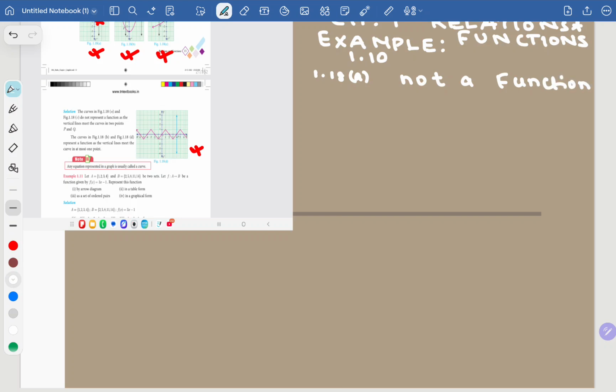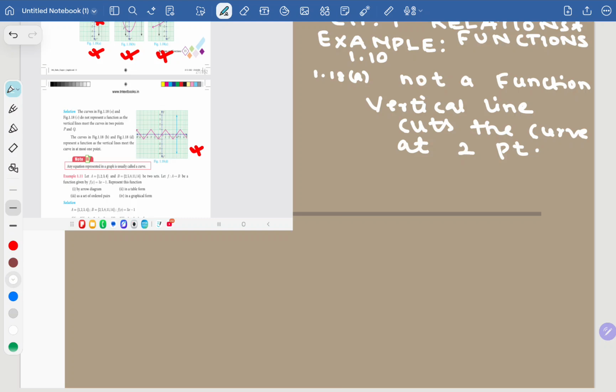Why am I saying not a function? Because the vertical line cuts the curve at 2 points.